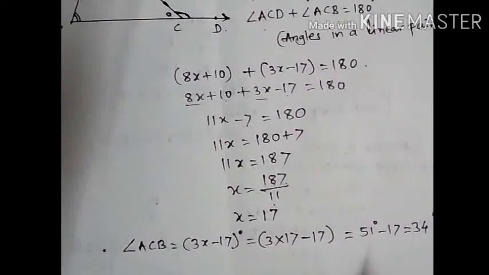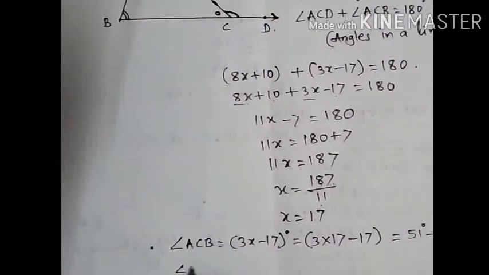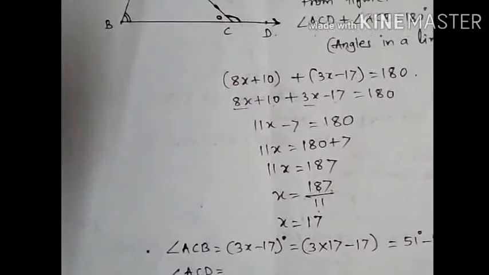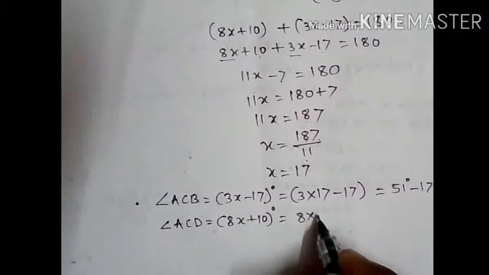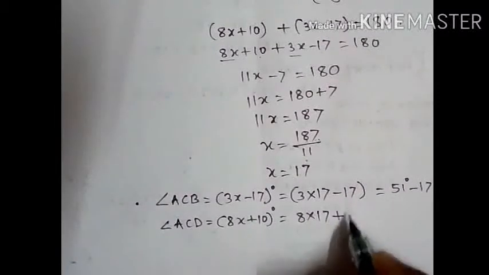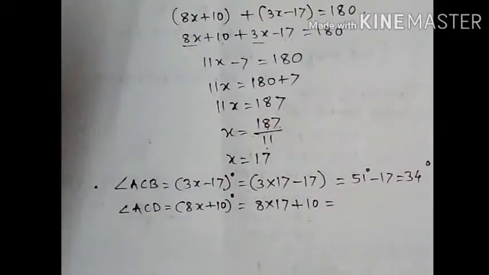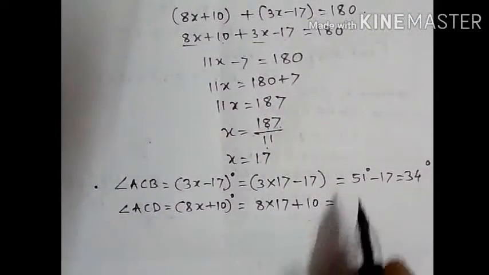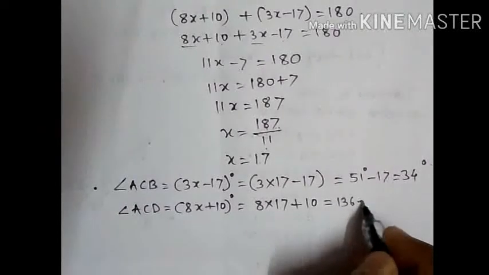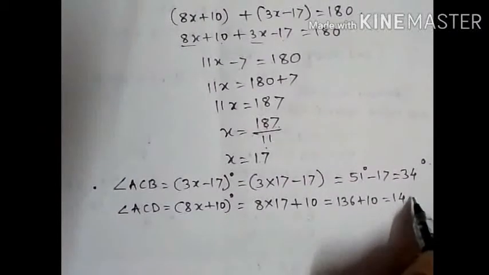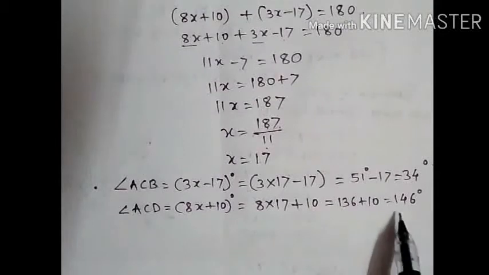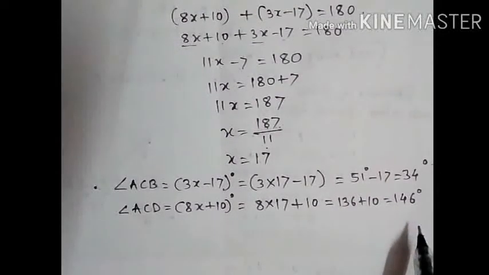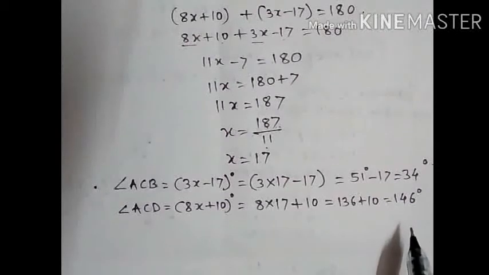Now similarly find the value of angle ACD. Angle ACD is equal to 8x plus 10 degree. 8x plus 10 degree is equal to 8x, that is 8 into 17 plus 10 degree. Therefore 8 multiply by 17, that is equal to 136 plus 10 is equal to 146 degree. Therefore, angle ACB is equal to 34 degree and angle ACD is equal to 146 degree. Now find the measure of angle A and B.